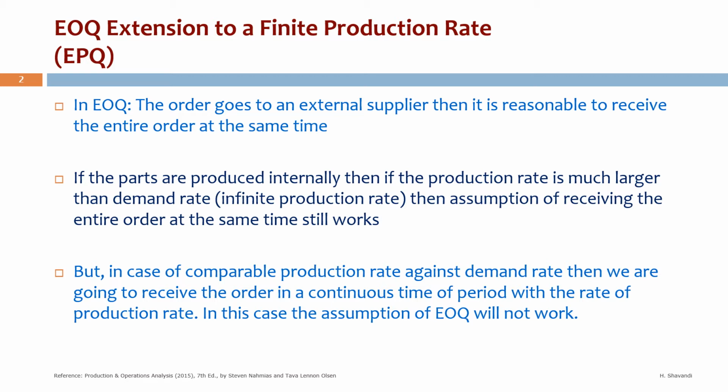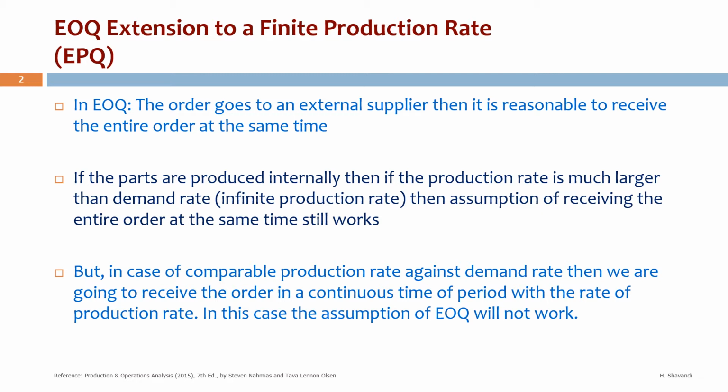In the EOQ basic model, we assume that we are ordering our requirements from an external supplier, and that the external supplier will deliver the entire order at the same time. But what if we produce the parts internally in our factory? In this case, if the production rate is much higher than the demand rate, then we can assume that the production rate is infinite, and still apply the EOQ model because it will work in that situation.